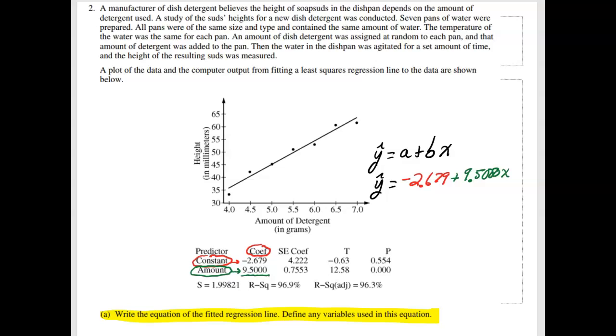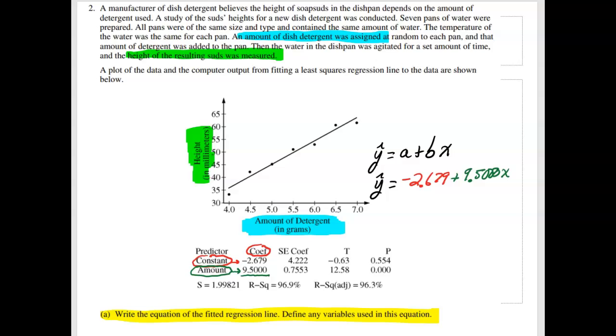In this particular problem, since we are given a scatter plot, the x is the amount of detergent in grams, which I just highlighted in blue, and the y is the height in millimeters. You also could get that when you read the paragraph, so let's take a look at the paragraph.